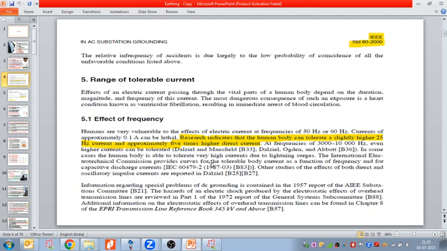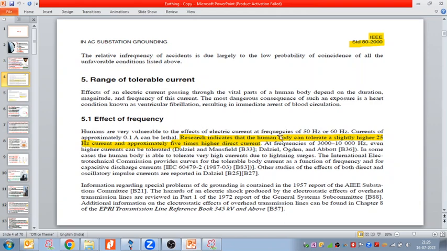So in this clause, this book is telling that humans are very vulnerable to the effect of electric current at frequency of 50 Hz or 60 Hz. Current of approximately 0.1 ampere can be lethal. Research indicates that the human body can tolerate a slightly higher 25 Hz current. See, your current depends on the frequency. So the human body can tolerate slightly higher current when the frequency is lower, and in case of DC, frequency is 0, and approximately 5 times higher DC current.